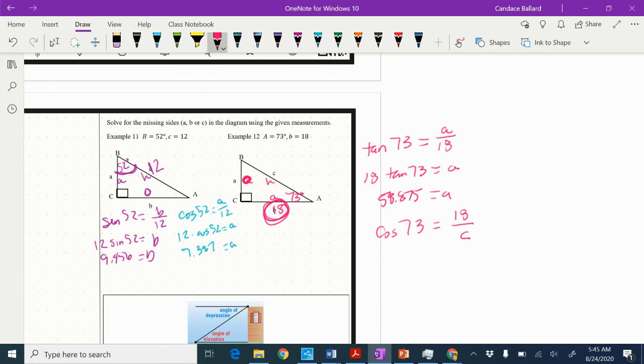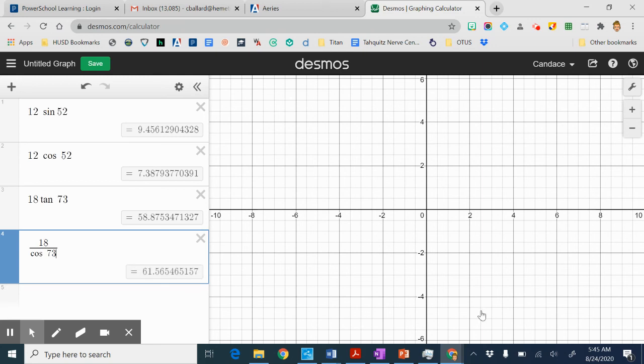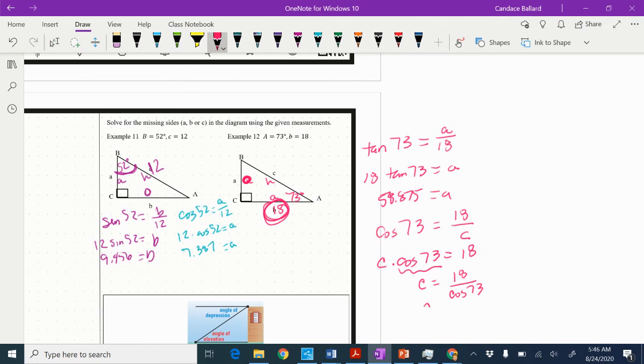Well, do you notice how the variable's in the denominator this time? So this is a little bit different. I'm going to multiply both sides by C. So I have C times cosine of 73 equals 18. And this, remember, is just a decimal number. So I'm going to move it to the other side by dividing. So I know I've got C equals 18 divided by the cosine of 73. So I'm going to put that into Desmos now. So 18, and I'm going to hit the slash key to get a divide. Cosine, it was 73. So 61.565. So C equals 61.565.